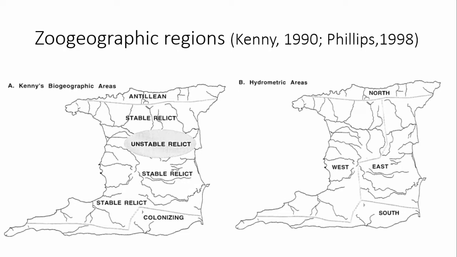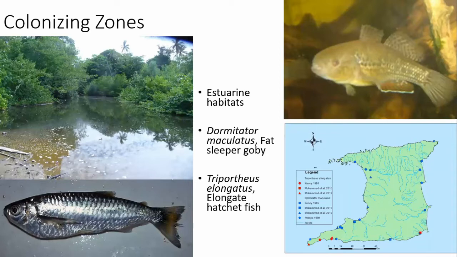So for today's talk, I'll be looking at the different zones in Trinidad and the various types of aquatic habitats within these zones, coupled with the associated fauna. For instance, along the south part of Trinidad, if you can see my cursor, this part here was referred to as the colonizing zone. And historically, this was the area where you usually find new species of fish. We documented Triportheus elongatus, the elongate hatchet fish, only on the south coast of Trinidad. This map is unpublished thus far.